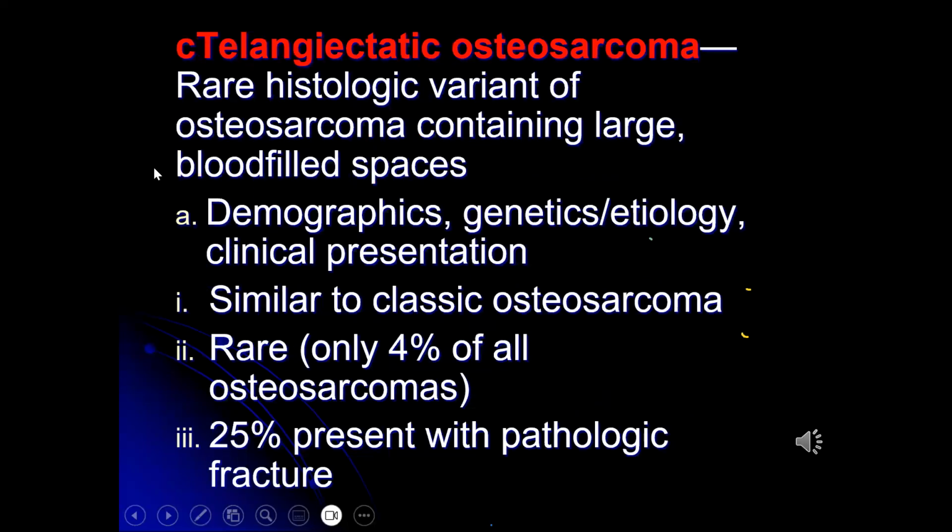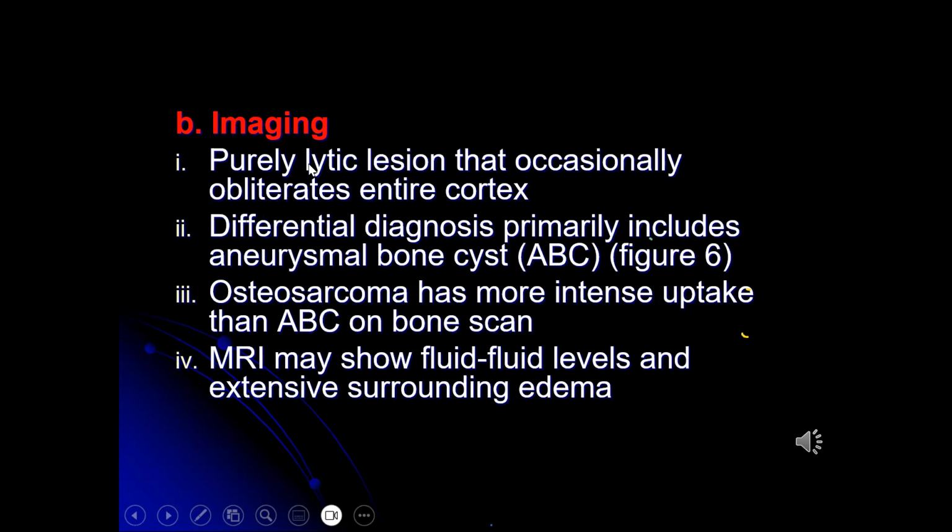This is telangiectatic, it's rare, containing large blood-filled spaces. It's similar to classic osteosarcoma. And 25% present with a pathologic fracture. It's a typical lytic lesion. It can be complicated by an aneurysmal bone cyst, or you have to include it in the differential diagnosis.